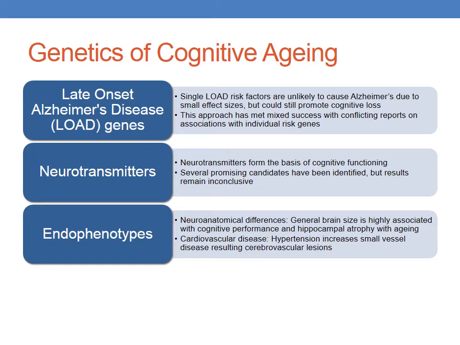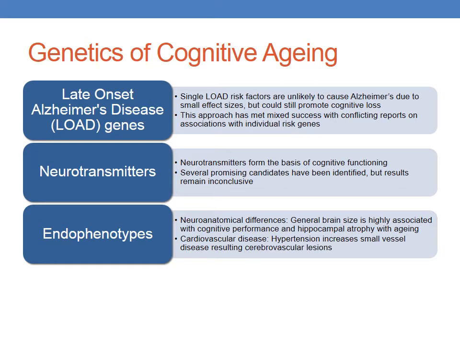And two of the most important endophenotypes to look at are neuroanatomical differences. This is because general brain size is highly associated with cognitive performance, and with aging, you tend to see atrophy in the hippocampus. So genes that are associated with neuroanatomical differences could also be associated with cognition.